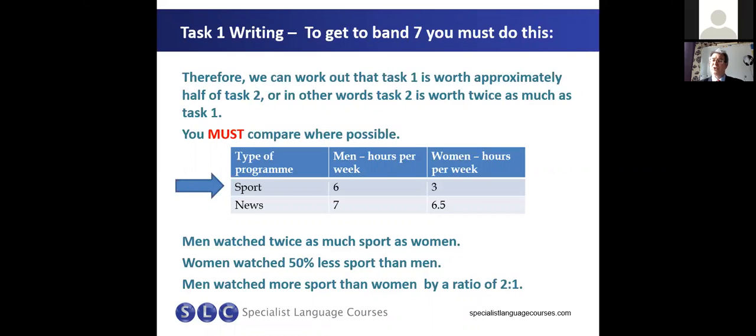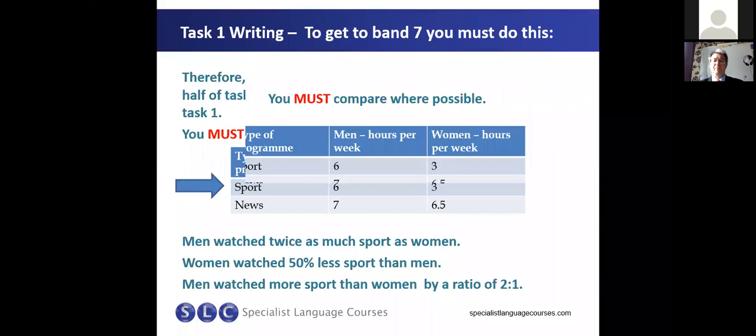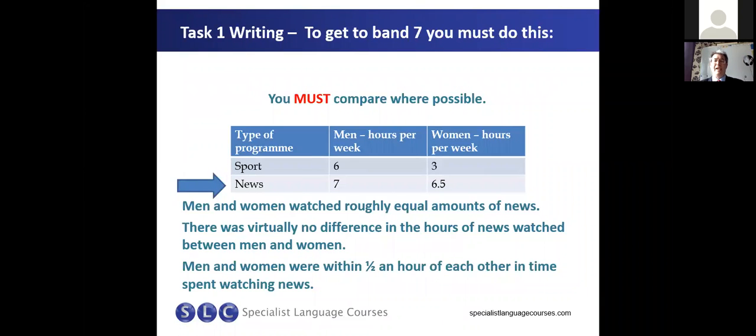Okay, let's have a look at the next part of this. We've looked at sport, so on the next slide, again, telling you again, to get to band 7, you must compare. So let's look at news. News was 7 for men, 6.5 for women. So again, comparing, men and women watched roughly equal amounts of news.